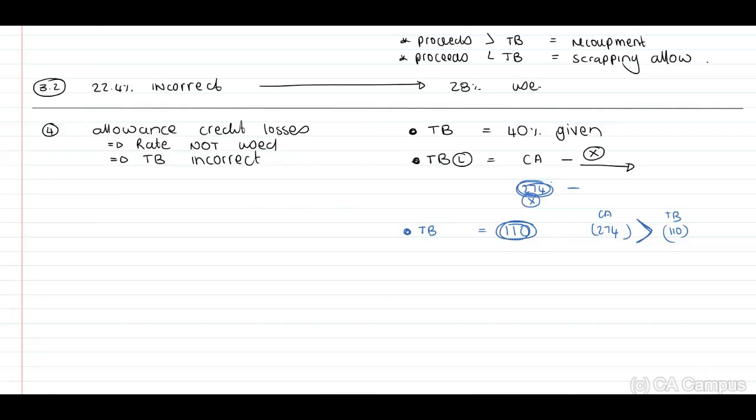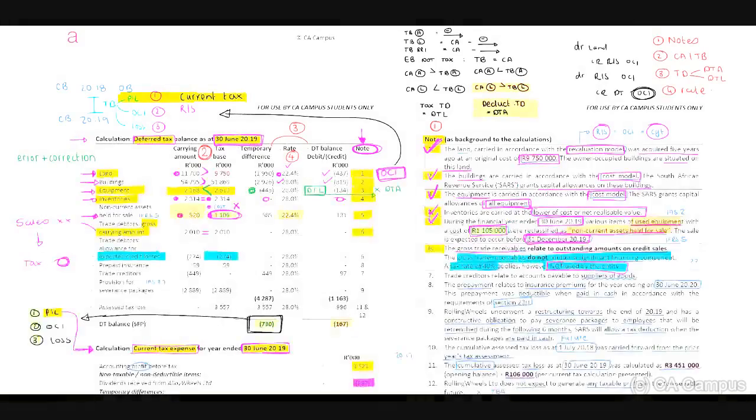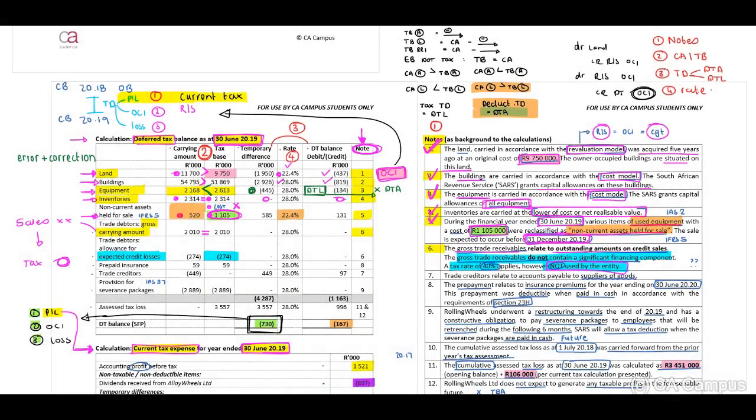We need to indicate this, that if our carrying amount of the liability exceeds the tax base of the liability, this will be a deductible temporary difference, and we may recognize a deferred tax asset if there will be sufficient future economic benefits. Let's move on. We can tick off number 6, and move on to number 7. Okay, so when you look at the deferred tax calculation, guys, number 7 will be our trade creditors.